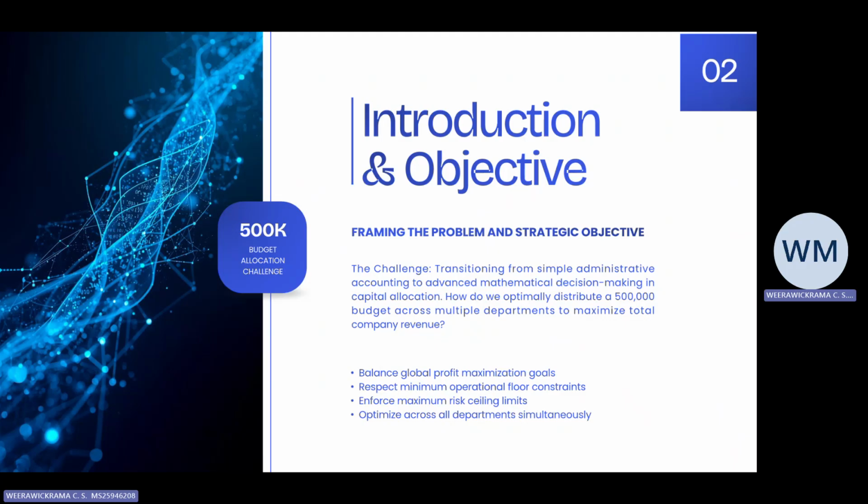Third, we need to control risk by enforcing maximum limits. While higher investment can lead to higher returns, it also increases exposure. So we must stay within acceptable risk boundaries. Finally, instead of optimizing each department separately, we take a holistic approach. We optimize across all departments simultaneously to ensure the most efficient and strategic allocation of resources.